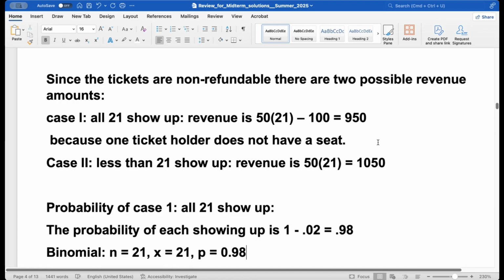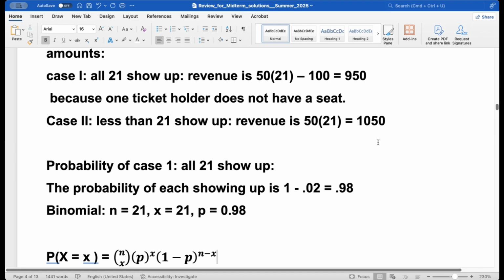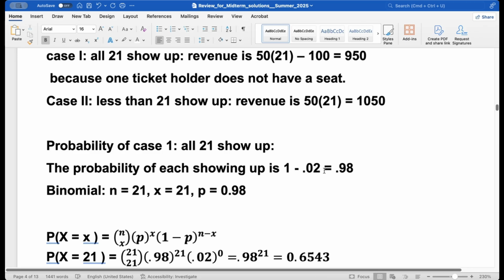We want to know the probability that all 21 people show up. So N is 21 and X is also 21. All 21 people show up. So plugging this into the binomial, we're going to get 21 choose 21, 0.98 to the 21. We want everyone to show up, and then 0 people are going to fail to show up. So that's 0.02 to the 0 power.